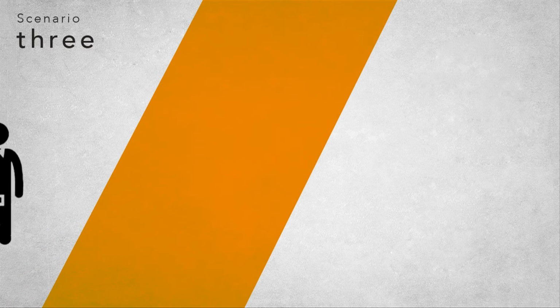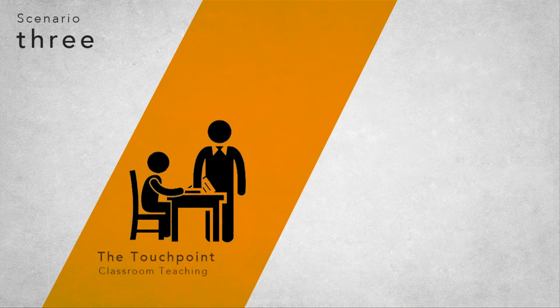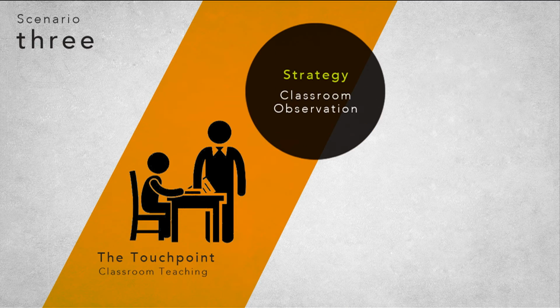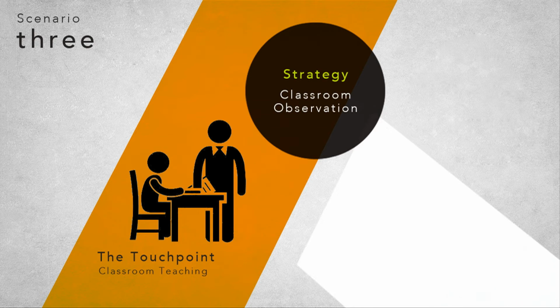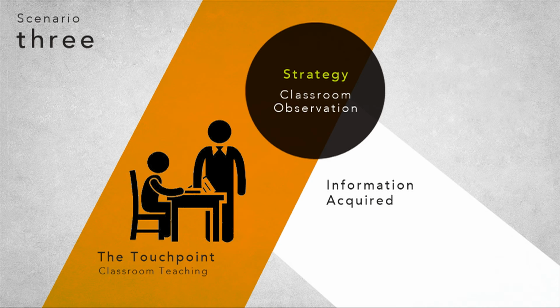Scenario 3. You could also get to know the student better by observing him work on a task in the classroom. This can be marked as your touch point with the student. The strategy used would be classroom observation. This could help you gain a better understanding of the student's strengths, weaknesses, approach towards work, interaction with peers.